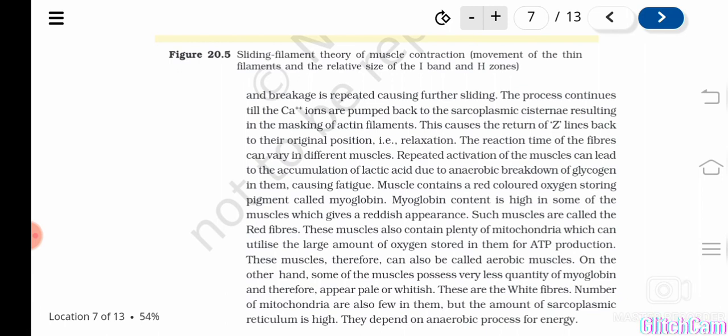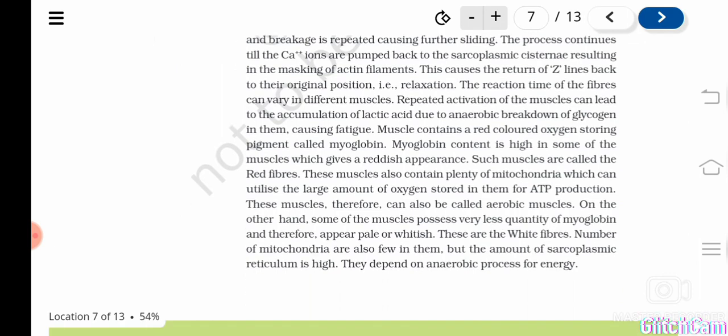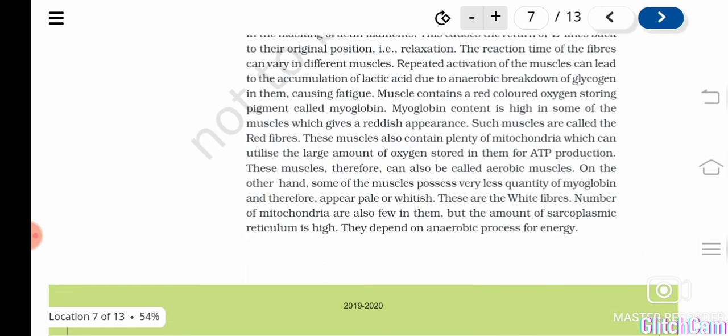Muscles contain a particular oxygen storing pigment known as myoglobin, and the muscles which have this myoglobin will have a reddish appearance, and that kind of muscles are known as red fibers. And they contain what? Plenty of mitochondria, and they are aerobic muscles. They use oxygen, and they can store oxygen in the myoglobin. Understood? So they are aerobic type of muscles.